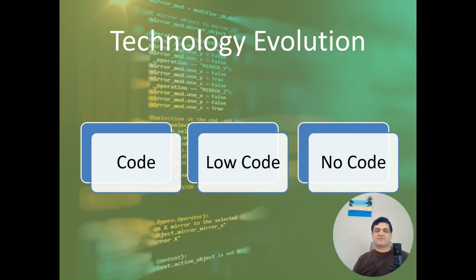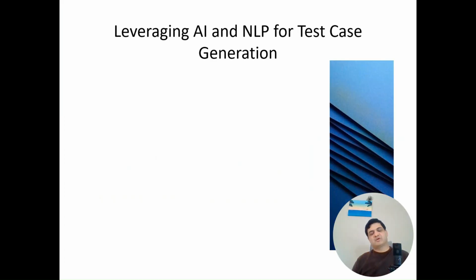Now let's talk about the technology evolution or transformation we have seen, from code to low code to no code. In this AI era, we all are talking about AI taking the coding away. We will see. But one thing is sure: we are going to get speed, innovation, and more. Now, let's leverage AI and NLP, natural language processing, for test case generation.